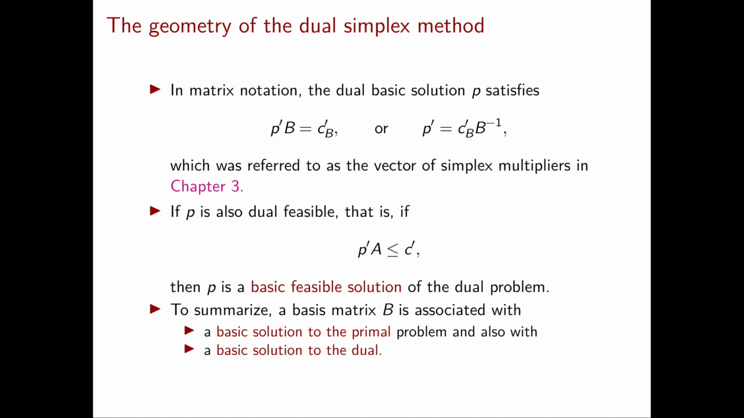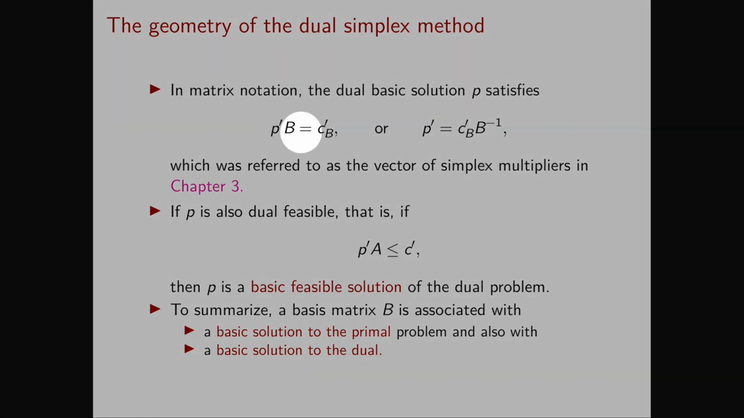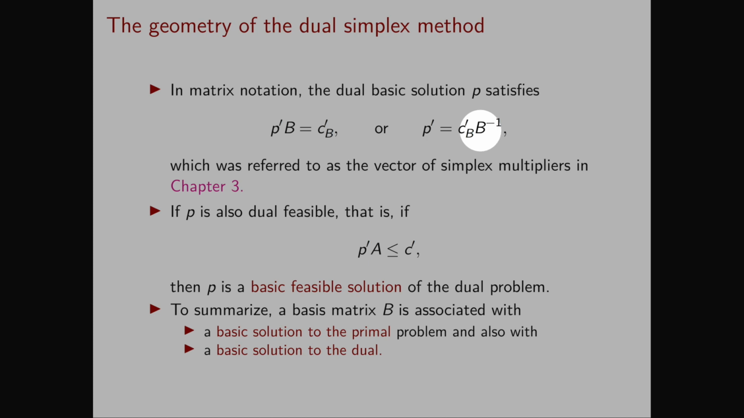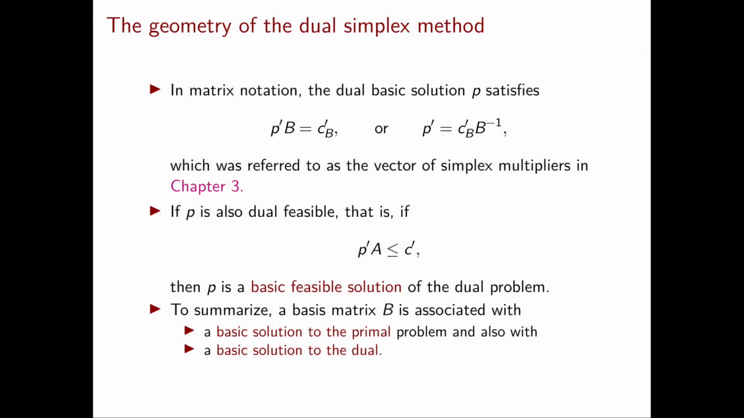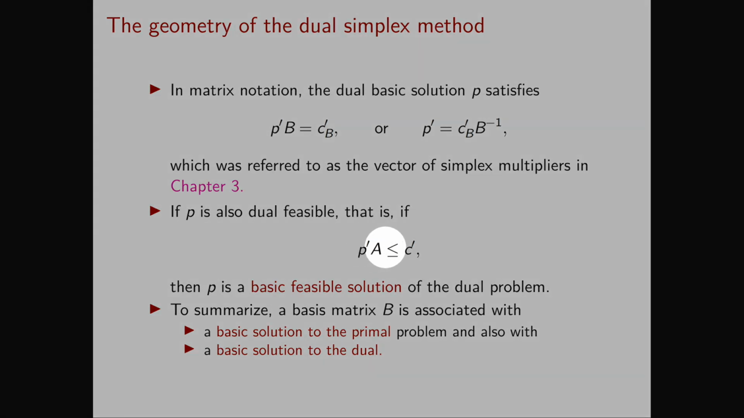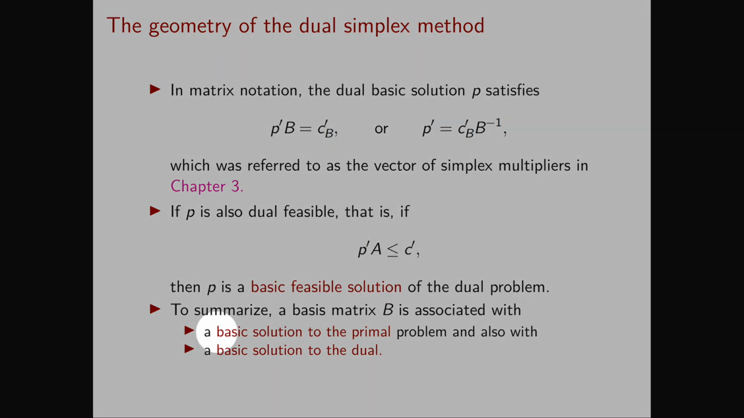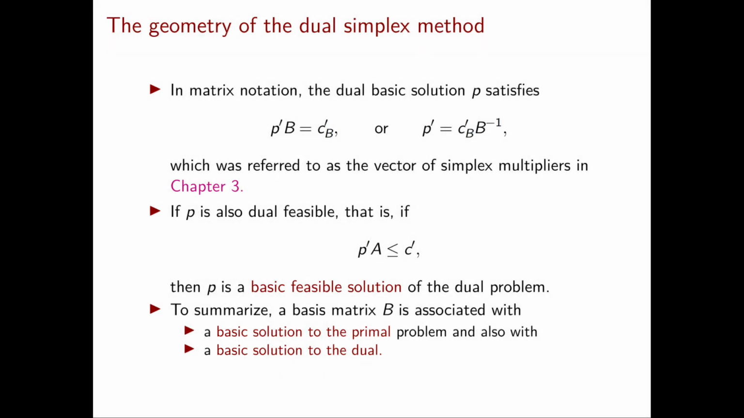We can also write down in matrix notation what exactly our p vector is. In fact, the system of equalities can be written as p transposed B equal to c_B transposed. By multiplying on the right by B inverse, we obtain that p transposed is equal to c_B transposed B inverse. So p is a basic solution to the dual. If p also satisfies p transposed A less than or equal to c transposed, then p is a basic feasible solution of the dual. So to recap, a basis matrix B gives rise to a basic solution to the primal and a basic solution to the dual.